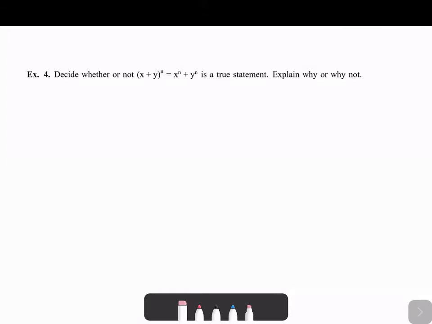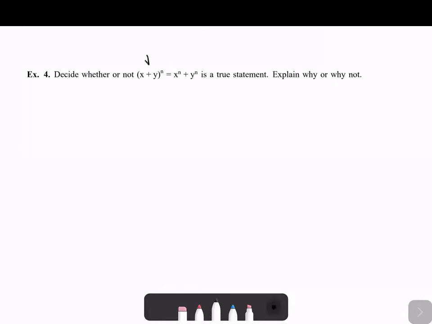So in this example, we want to decide whether or not (x+y)^n is the same thing as x^n + y^n. So listen to the way that I said that. We want to decide whether or not (x+y) to the n is the same thing as x to the n plus y to the n. So how did I say this one?